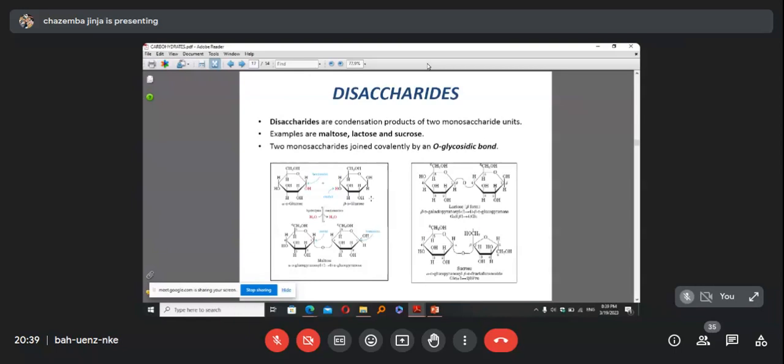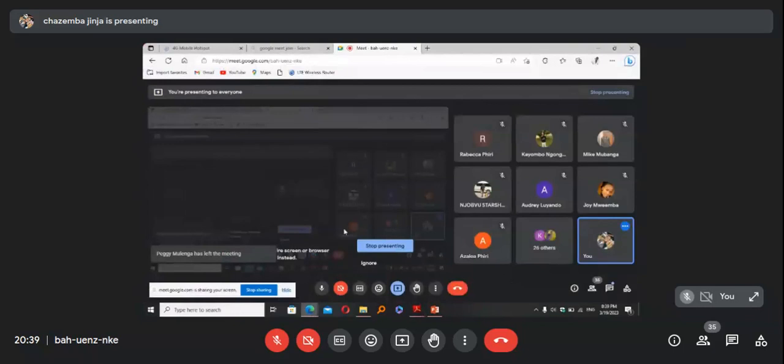Before we move on to disaccharides, are there any questions on monosaccharides and their derivatives?